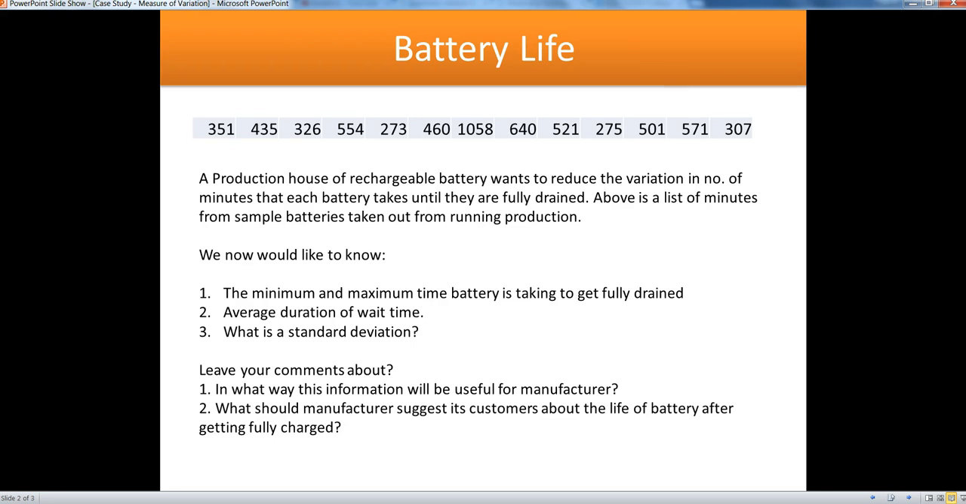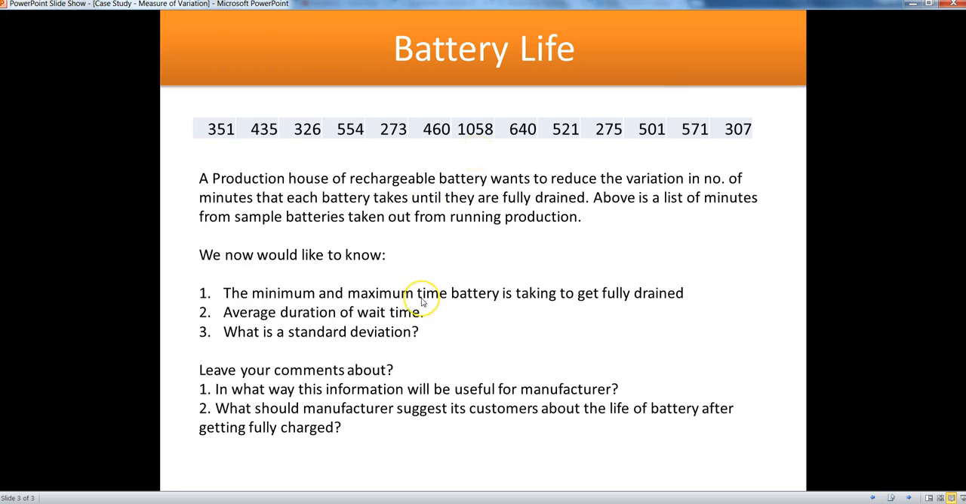The second case study is about battery life. In this case, it is saying that a production house of rechargeable batteries wants to reduce the variation in the number of minutes that each battery takes until it is fully drained. Above is a list of minutes from sample batteries that are taken out from running production.